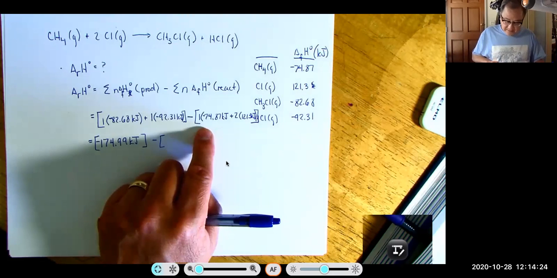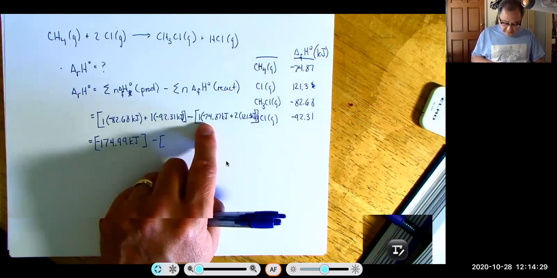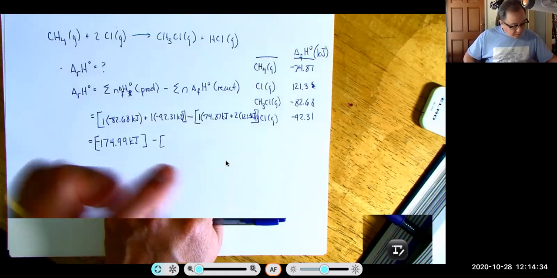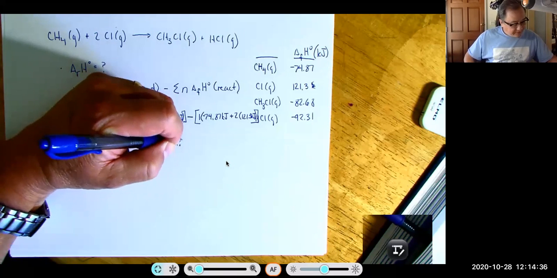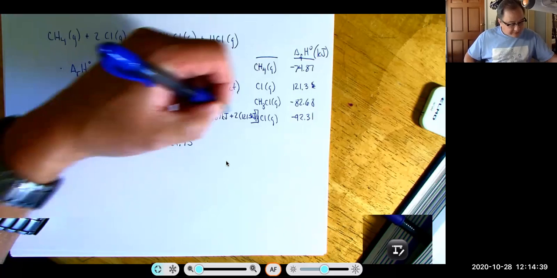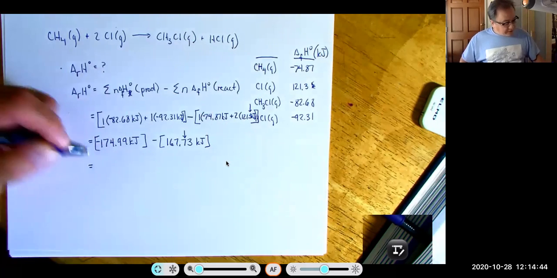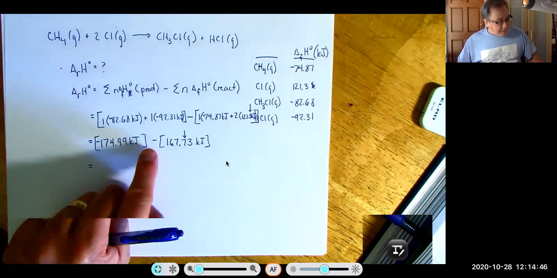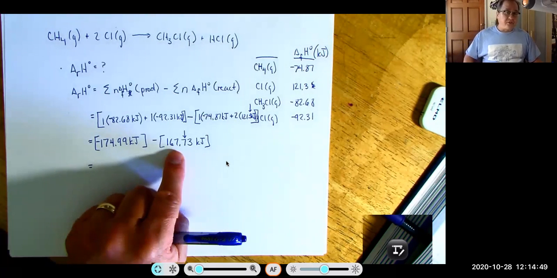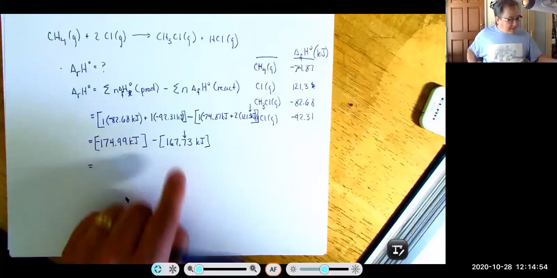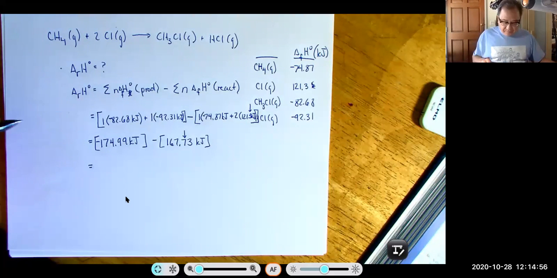121.3 times 2, and then minus 74.87. And we get 167.73. This is only good to the 7 because of this 3 kilojoules. And so we have minus 174 minus a positive 167. So we essentially just add them together, and we're going to get a negative 330-ish or something like that.